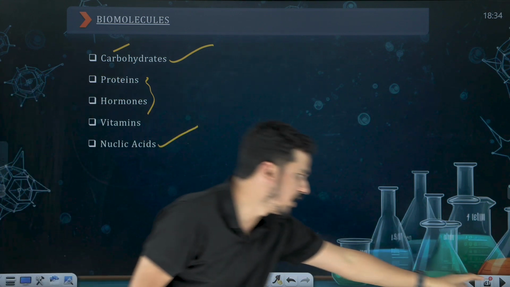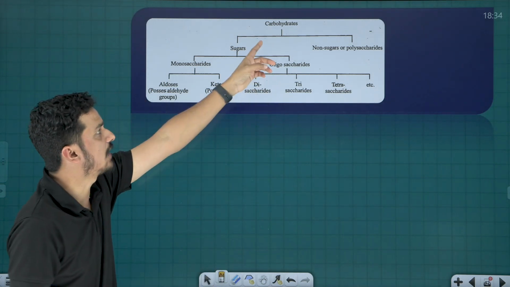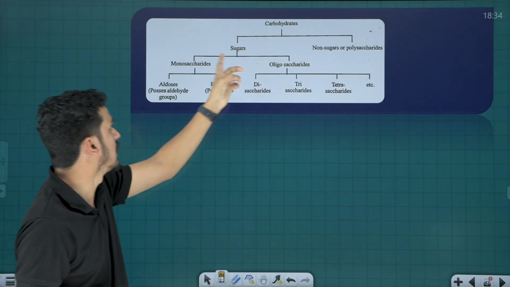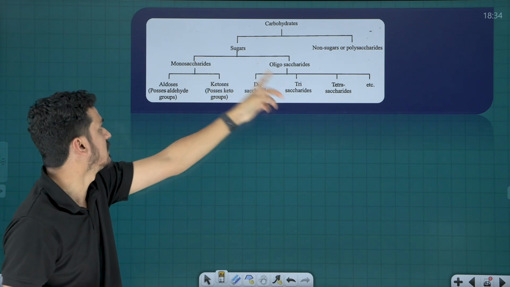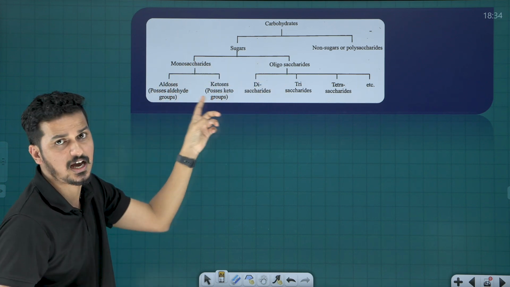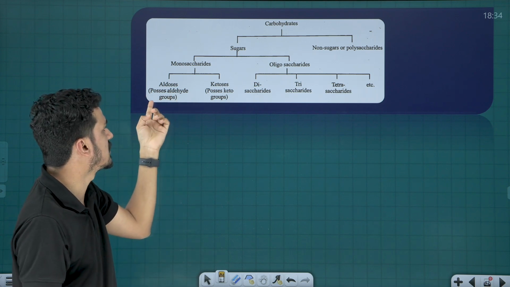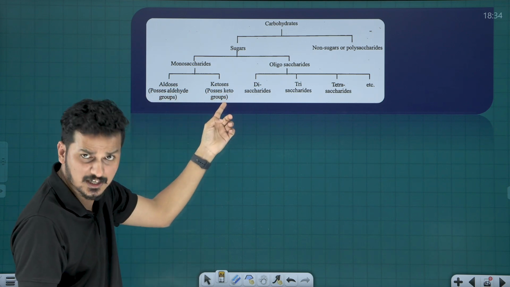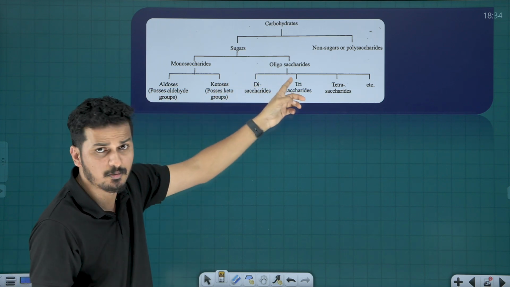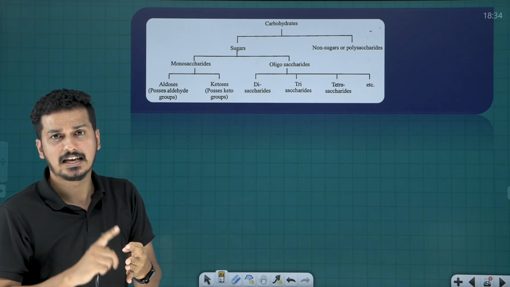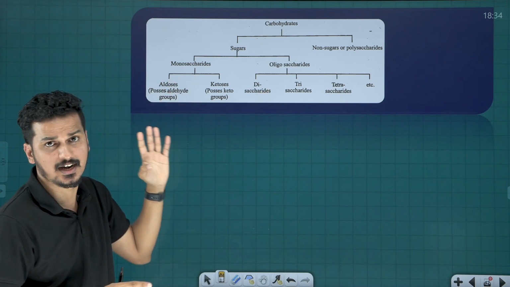Anyhow, the first thing, carbohydrates: they are sugars as well as non-sugars. The sugars are monosaccharides and oligosaccharides. Monosaccharides are aldose and ketose. Aldose means aldehyde-containing; ose means sugar. Aldose has an aldehyde group, and ketose has a ketone group. Monosaccharides are like glucose, fructose, mannose, galactose, only monosaccharides.